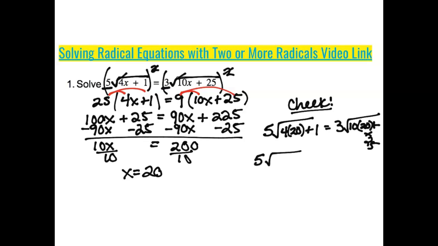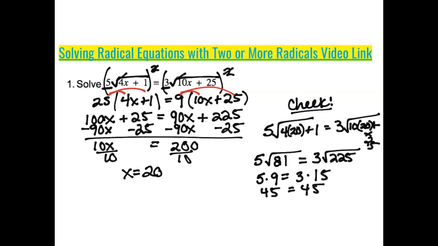So that's 5 times the square root of 81 equals 3 times the square root of 225. Well, the square root of 81 is 9, so this is 5 times 9, and the square root of 225 is 15, so that's 3 times 15, and both of those are equal to 45, so I know that I've done this problem correctly, and x equals 20 is my final answer.